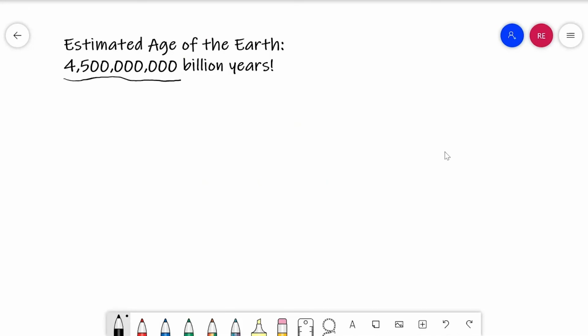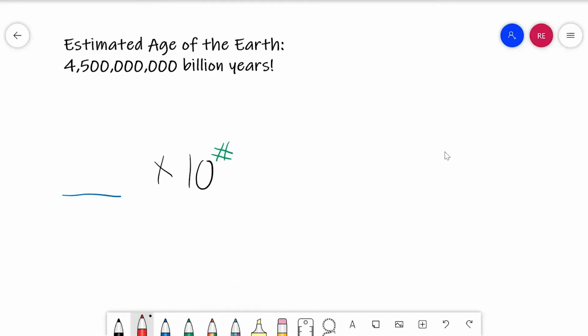Let's look at a real-life example of a value where we can use scientific notation. So the estimated age of the Earth is 4.5 billion years. Remember our form for scientific notation? A number in the ones times 10 raised to some power. Remember how we move the decimal point and we look at, is the decimal point moving to the left or to the right? And how many times did we need to move that decimal point?